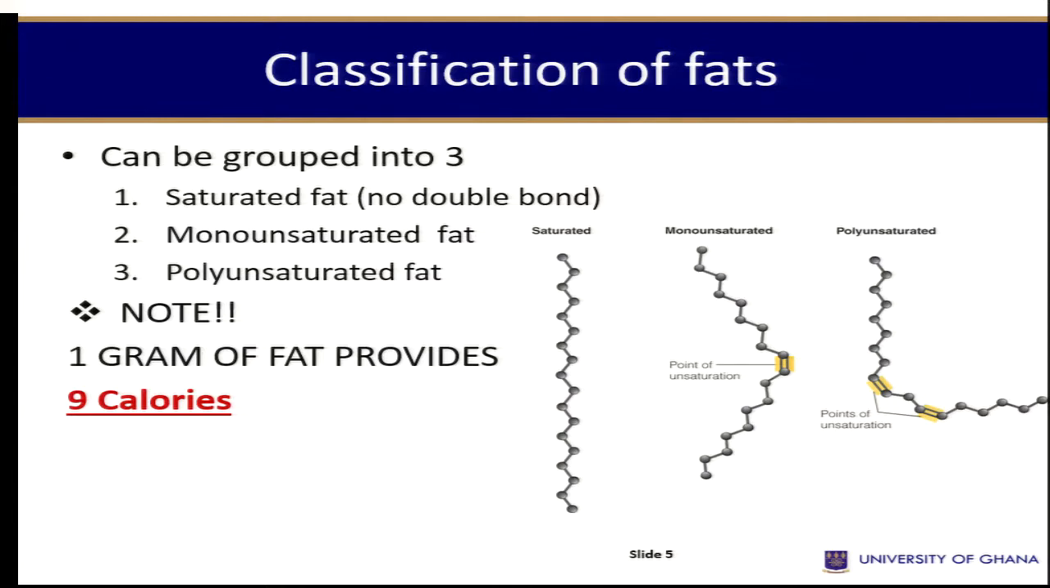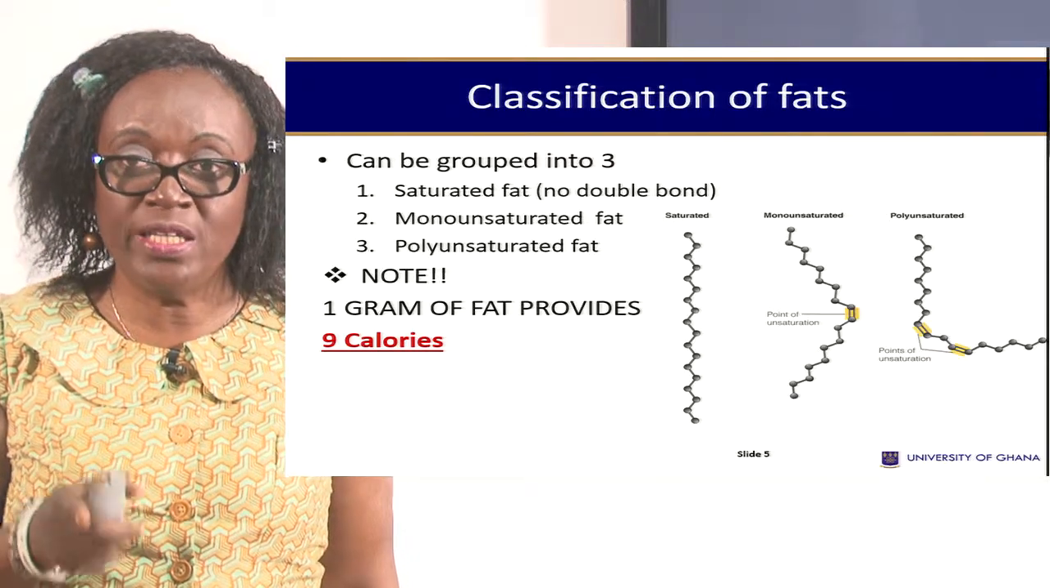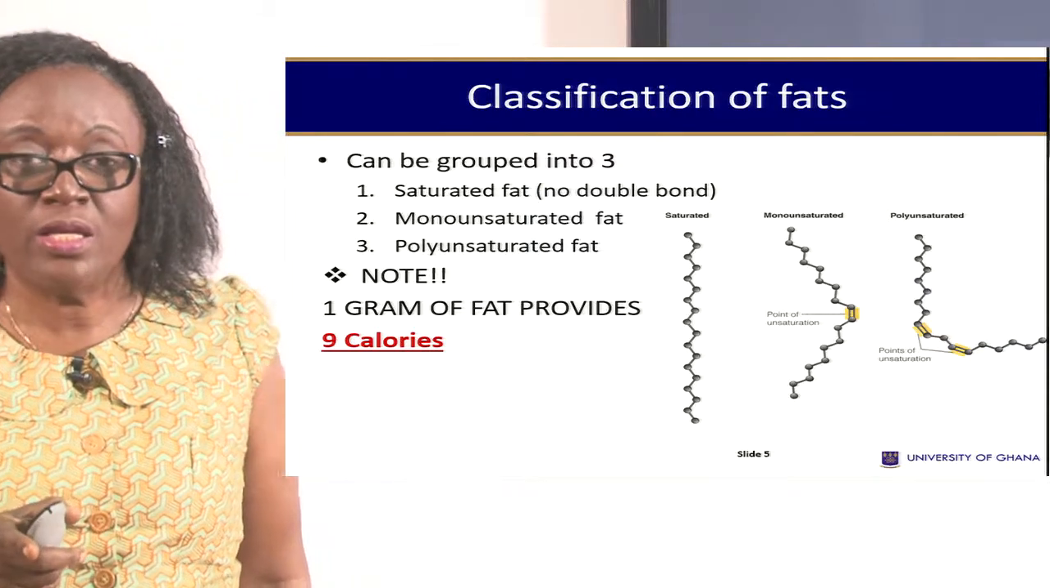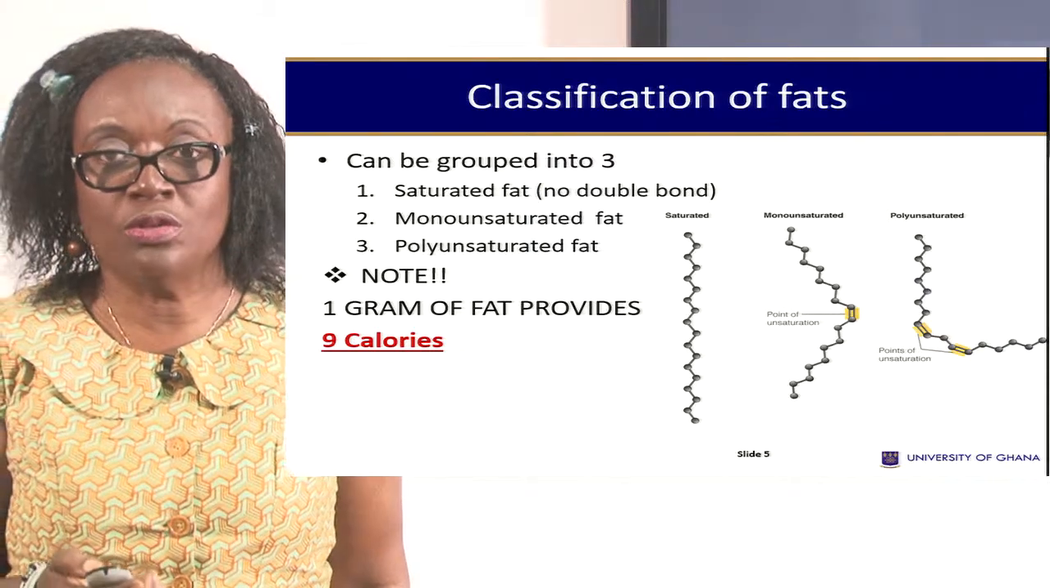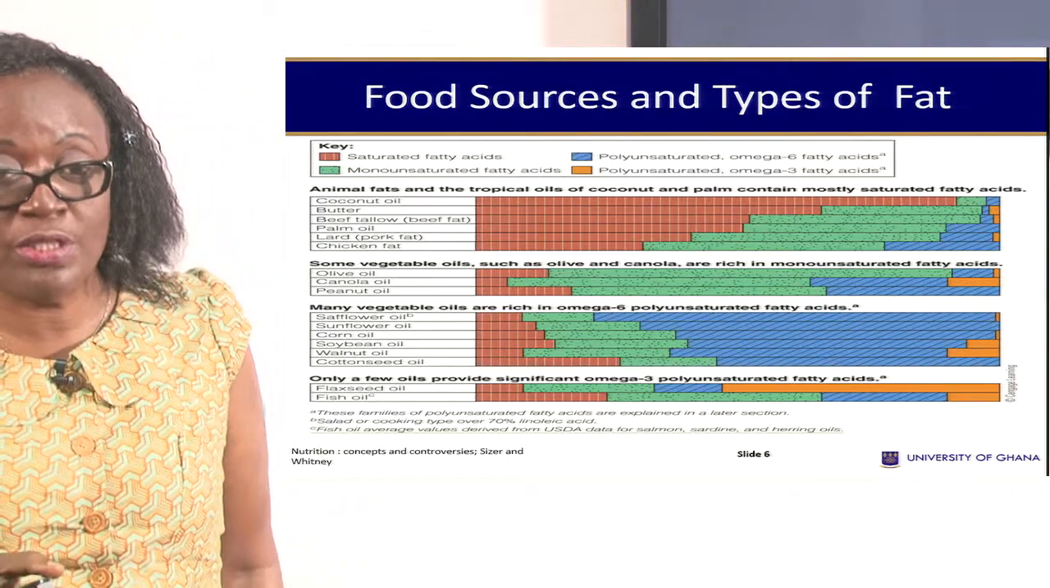And if you take fat, 1 gram of fat provides us with 9 calories. Whereas carbohydrate, 1 gram will give us 4 calories. So note that fat contains more energy than carbohydrates. That is one major reason why we should go low on fat. And the body also has the ability to store the fat.